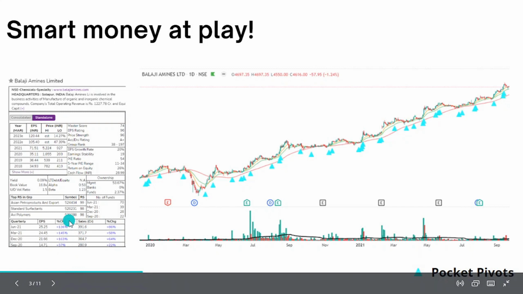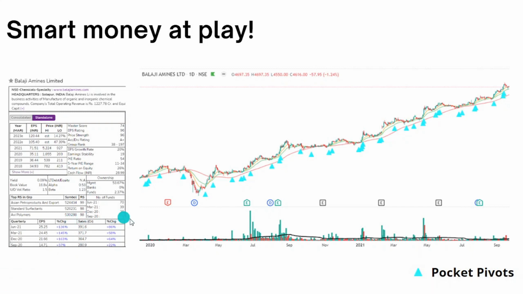What you would notice here is in September 20, there were 22 different funds that were invested in this particular stock. And in December 2020, this number went up to 28. In March 21, this saw a further rise to 39. And in June 21, we saw that there were about 70 different funds that were invested here. So this is very clearly visible, right? You can see clear footprints of this institutional buying.